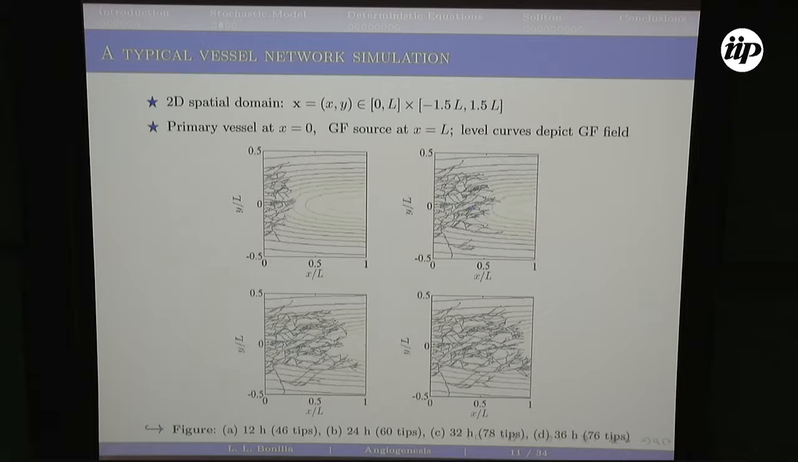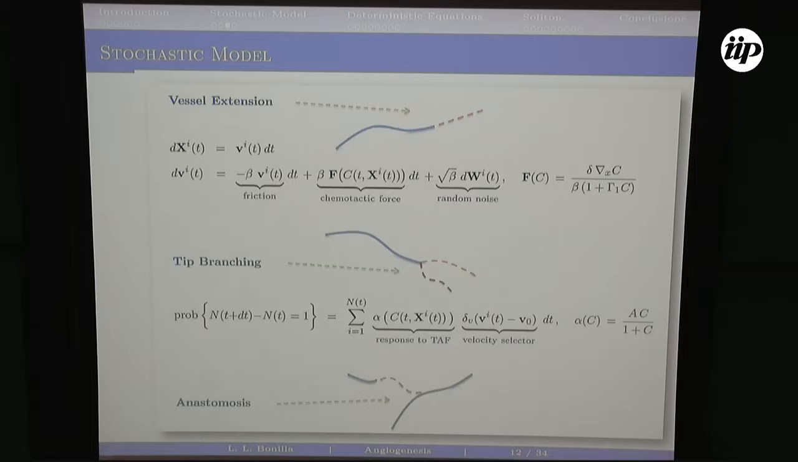Okay, so this is a stochastic model that we are going to do. As I said, we only count active tips. So the vessel extension is just Newton's law with some force, which is a chemotaxis, proportional to the gradient of the growth factor. This is a friction. And maybe you have white noise there.